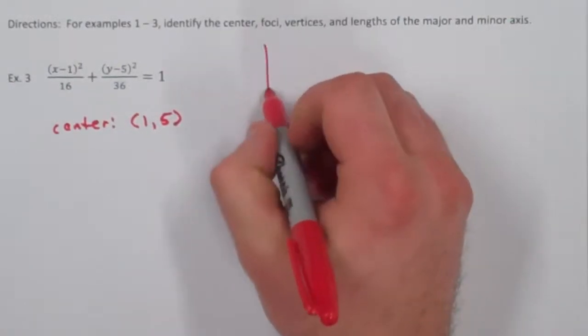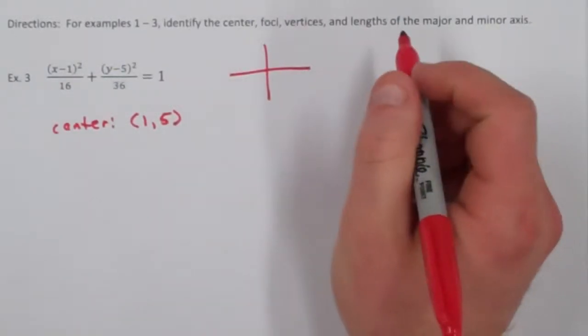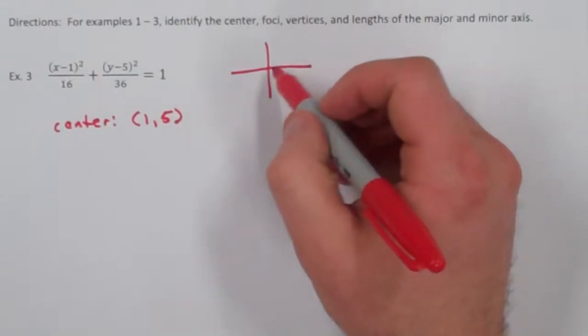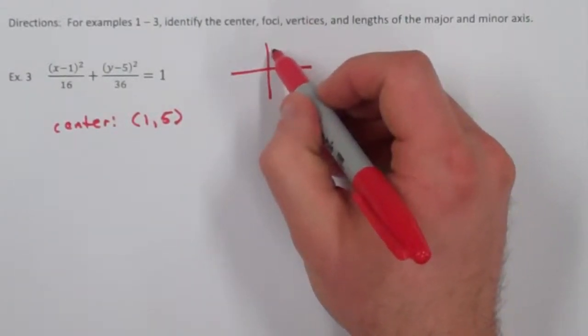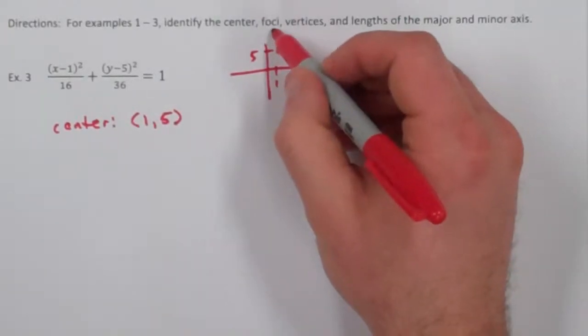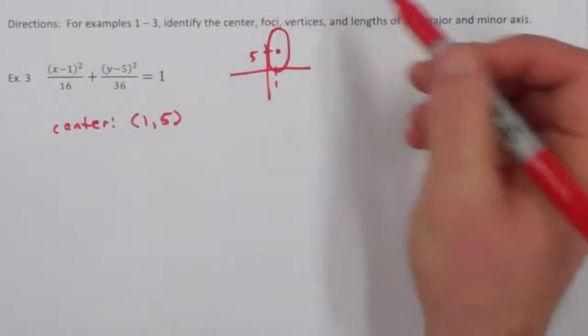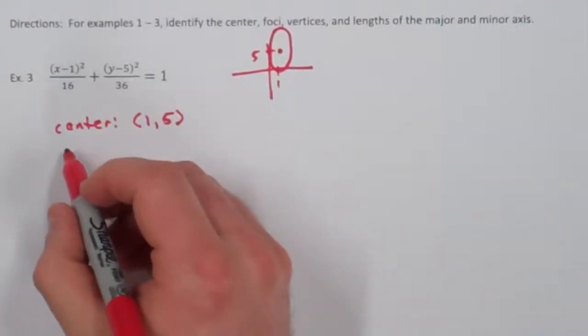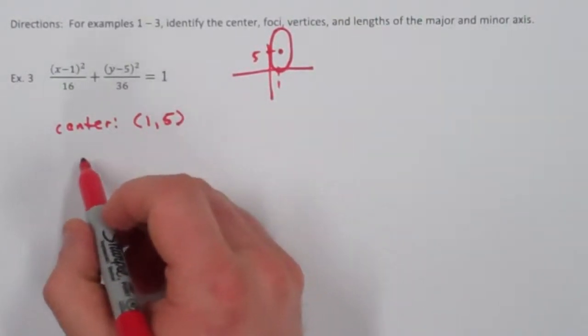If you want to, you can make your quick sketch. Again, not totally necessary, it just helps me visually see what I'm doing. So we've got (1, 5), which might be up here, so that might be 1 and 5, and then it's going to open something like this. Okay. Now we need to figure out a, b, and c.